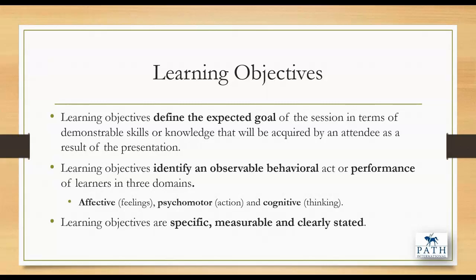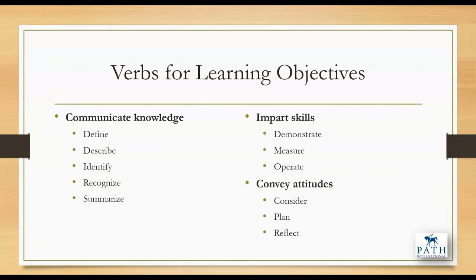Affective, which is feelings or attitudes. Psychomotor is action. What are people going to be able to do? And cognitive has to do with thinking or knowledge. If you want more information about learning objectives and how to find verbs for those, I'm going to give you a short list in just a moment. Some of you who have been through an educational training program, or teachers, may have heard about Bloom's taxonomy. You can look up Bloom's taxonomy for a full listing of objectives that could be used for affective, psychomotor, and cognitive areas. But basically, learning objectives are specific, measurable, and clearly stated.